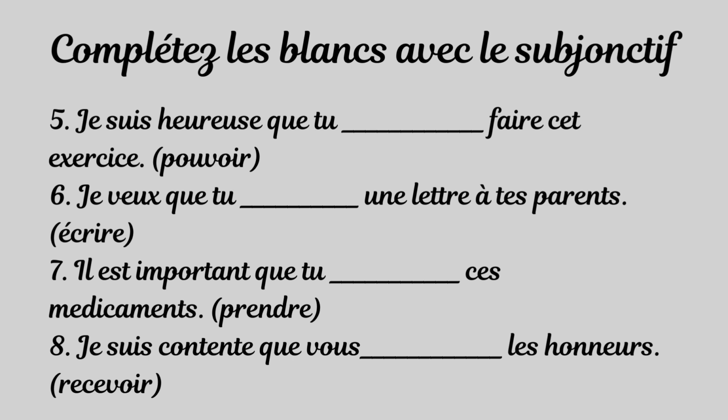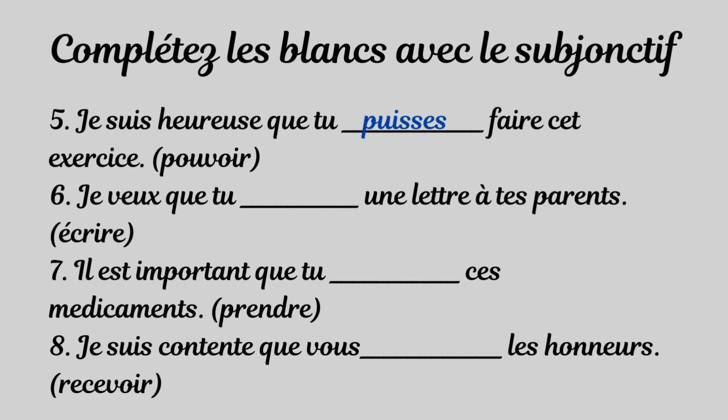Next one. Je suis heureuse que tu dash faire cet exercice. The verb is pouvoir. Pouvoir is an exception, and for that the radical is puiss, and to that we'll add the endings es, so the answer would be tu puisses faire cet exercice.